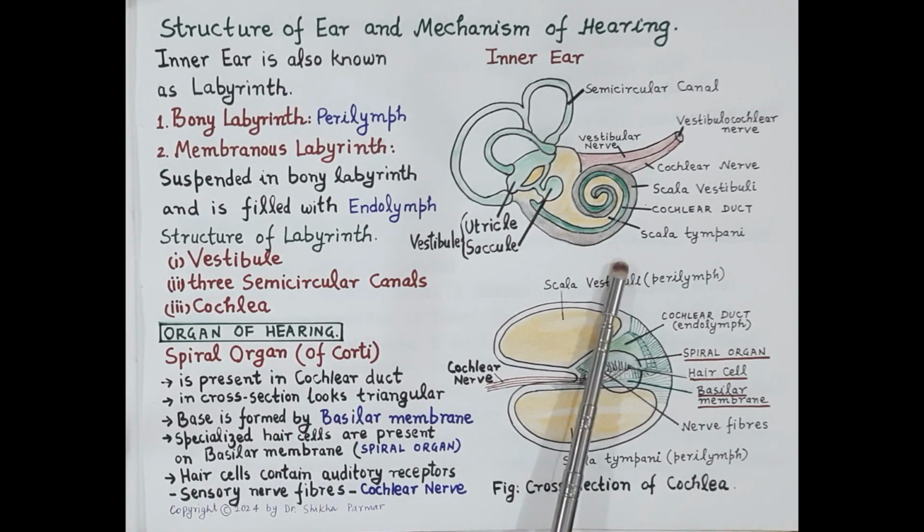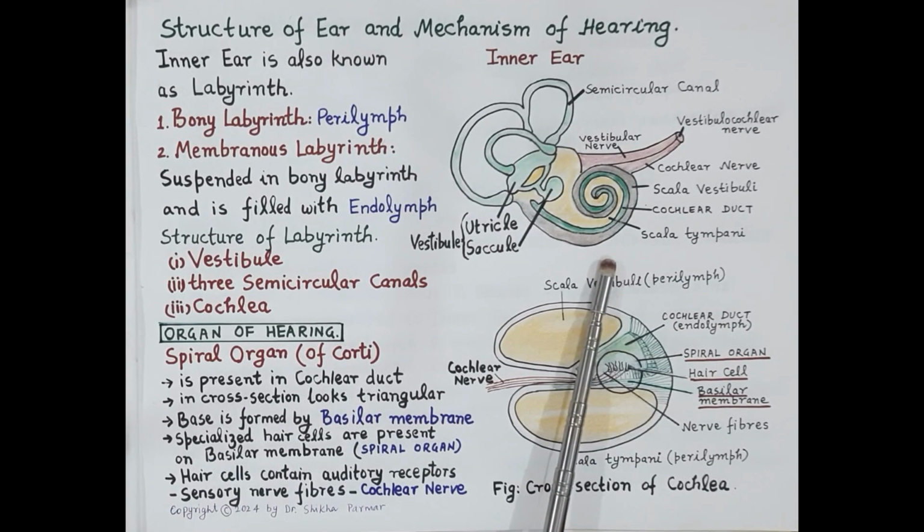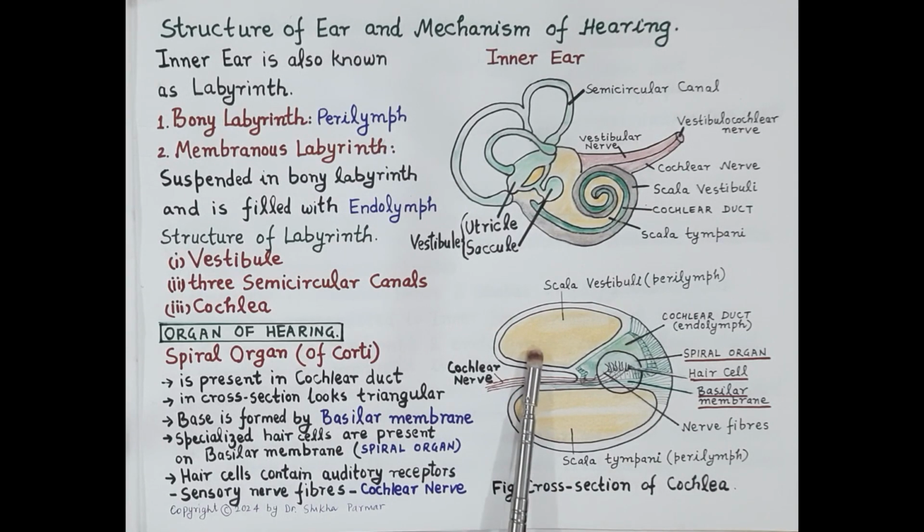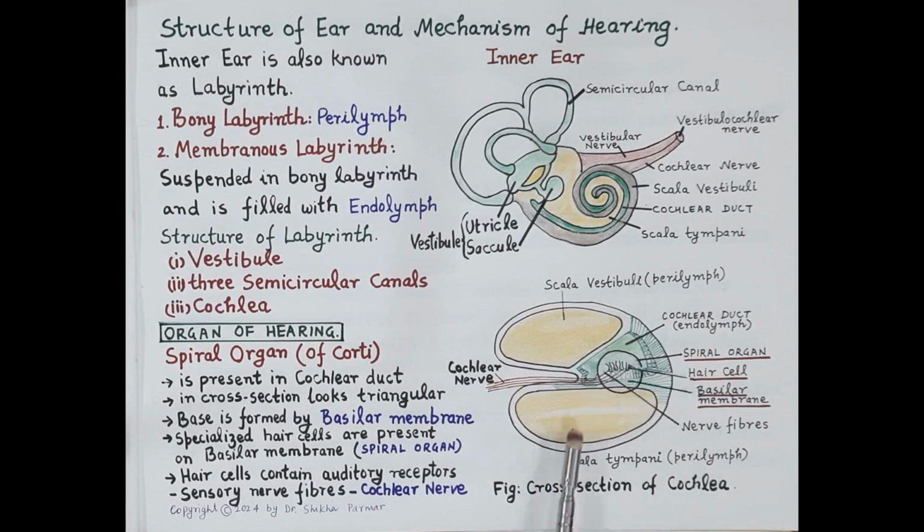Now, as we know, this cochlea is the coiled portion of labyrinth and it looks like a snail. This diagram shows the cross-section of cochlea and it shows three compartments, namely the scala vestibuli, then scala media, also known as the cochlear duct, and scala tympani. Now, scala vestibuli and scala tympani are part of bony labyrinth and therefore they are filled with the perilymph, whereas this cochlear duct is a part of membranous labyrinth and therefore it is filled with the endolymph.